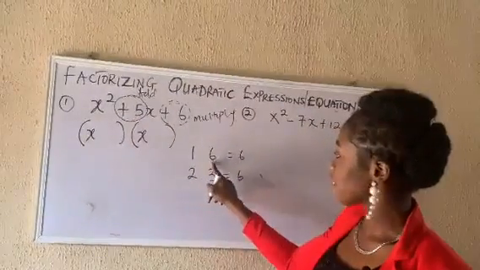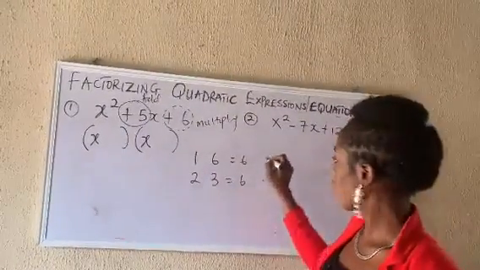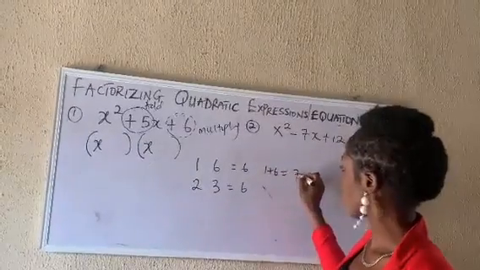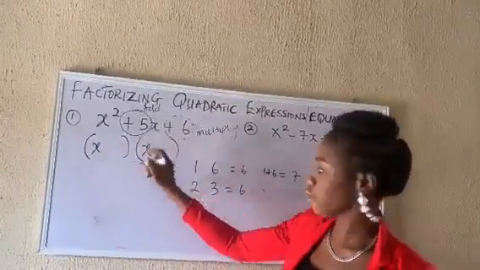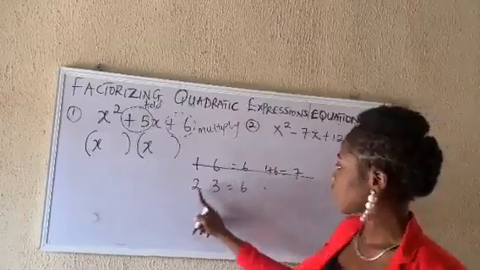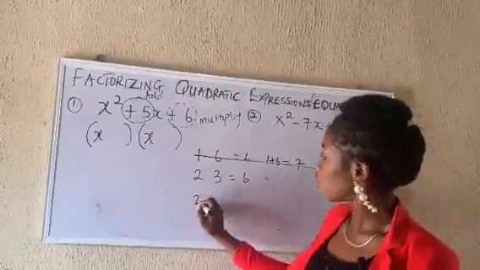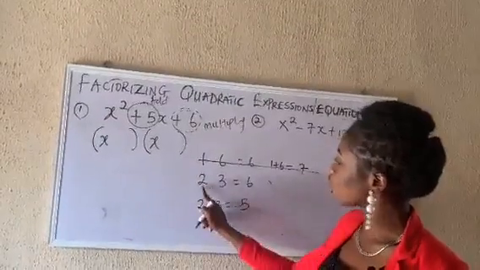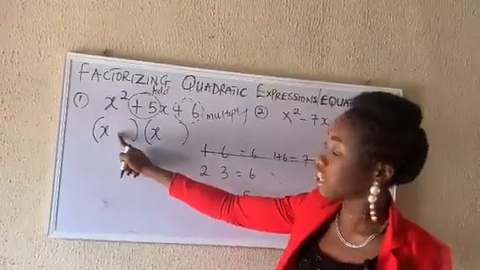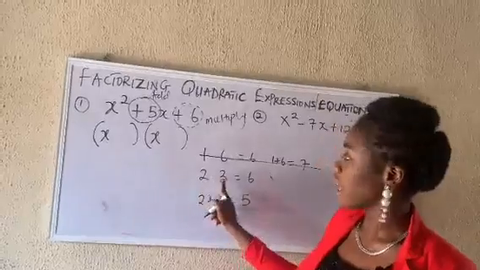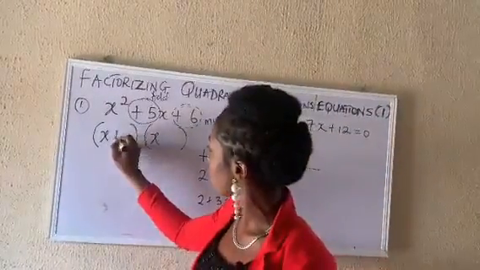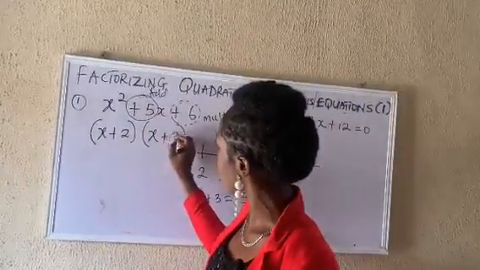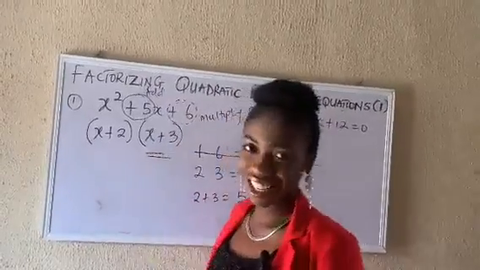Okay, 1 plus 6 cannot give us 5. 1 plus 6 is equal to 7. But what we have is plus 5. So this is off. Let's check 2 and 3. 2 plus 3 will give us 5. So in that case, the 2 numbers that are going to fill in this space are 2 and 3. So in that case, we are going to have x plus 2 and x plus 3 as our answer.